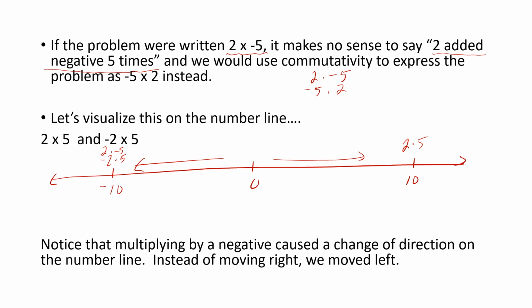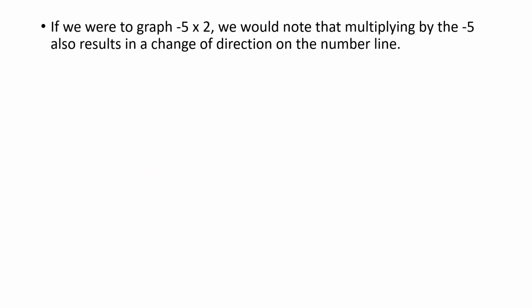Okay, notice that multiplying by a negative caused a change of direction on the number line. Instead of moving to the right on the number line, we moved to the left because we were adding a bunch of negative numbers instead of adding a bunch of positive numbers. Now, if we were to graph negative 5 times 2, we would note that multiplying by the negative 5 also results in a change of direction on the number line. And I want to make sure that I'm noting that both numbers independently constitute that change. So what about negative 2 times negative 5?